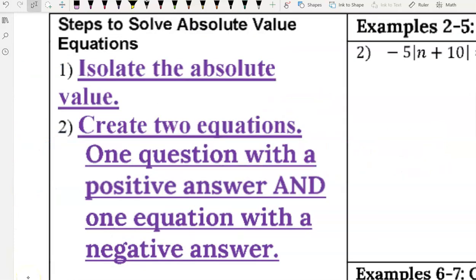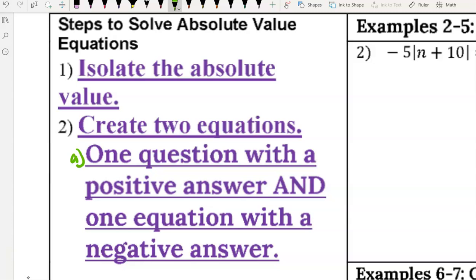So here are some guidelines, students, of how to solve an absolute value equation. First step is always try to isolate, that means get the absolute value by itself. Then second, we want to create two equations, okay? The first equation, let's call this A.